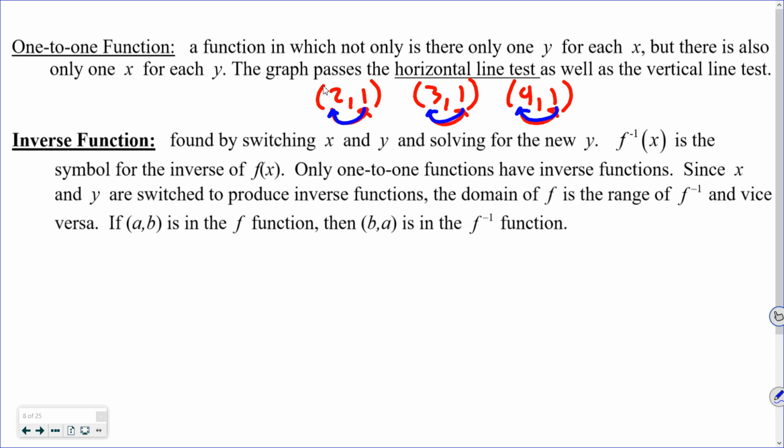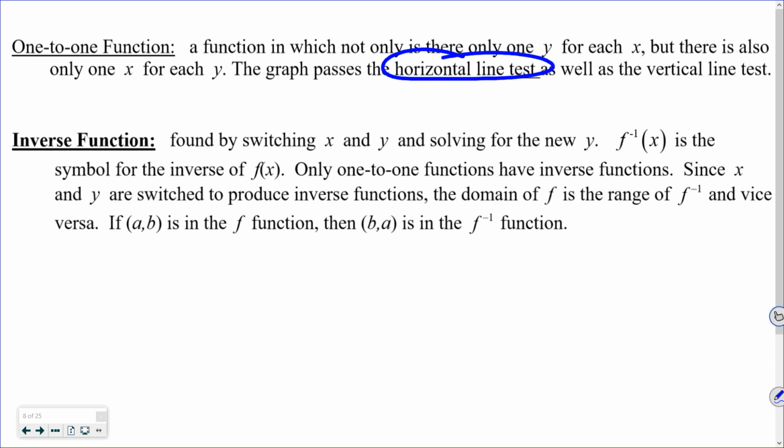Well, it turns out that for one-to-one functions, it has to pass a vertical test to be a function, but it has to pass a horizontal test to be a one-to-one function. And we'll talk about that here in just a second. I'll show you some examples.